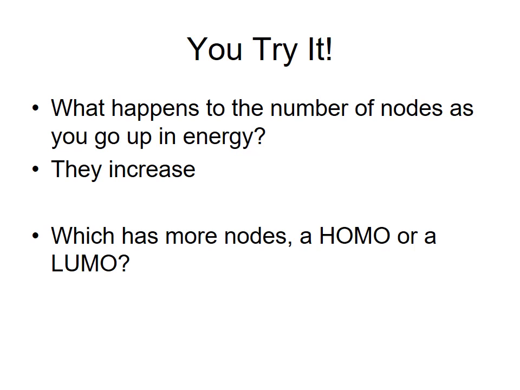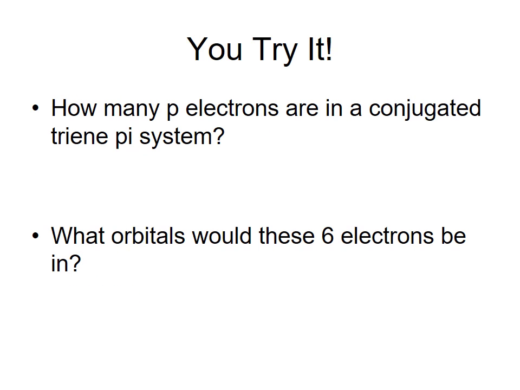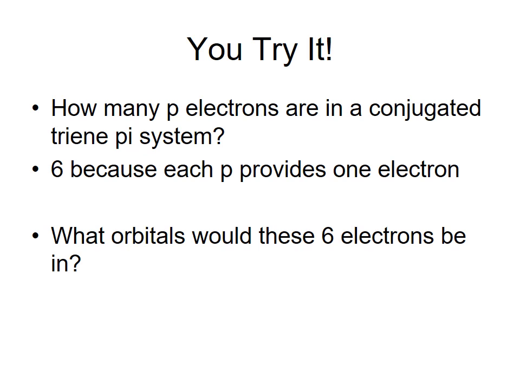Which has more nodes, a HOMO or a LUMO? Well, since a LUMO is higher in energy than a HOMO, the LUMO will have more nodes. How many p electrons are in a conjugated triene pi system? There must be 6, because each carbon provides 1 p that has 1 electron, since it's a neutral system. Now, if you have charge, it would change.